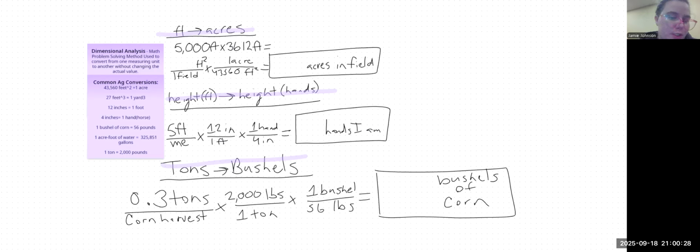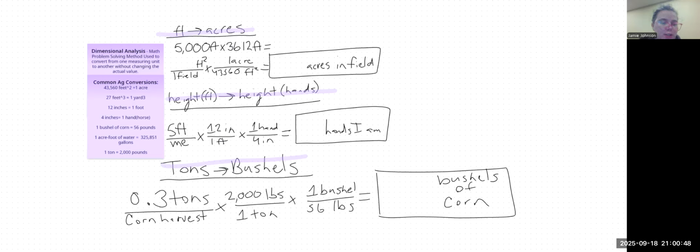Now, 4 inches is a hand in horse height measurement. A bushel of corn is 56 pounds. Bushels change based on the crop that you're weighing. 1 acre foot of water is 325,851 gallons of water on the ground.